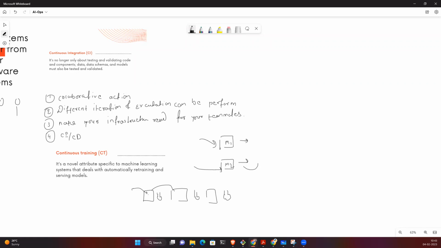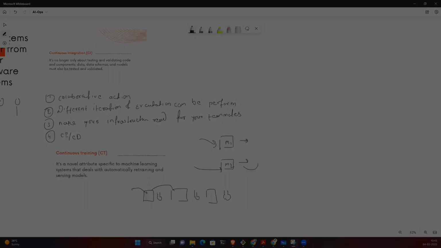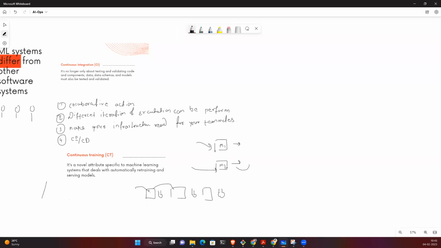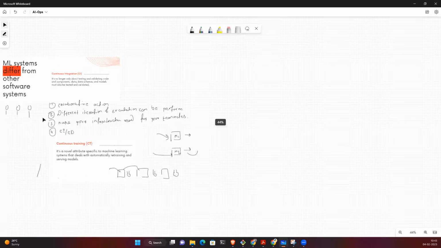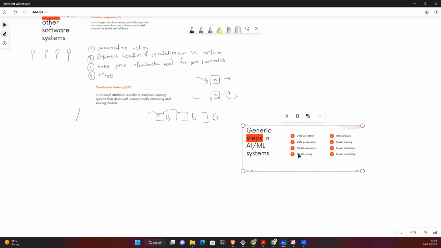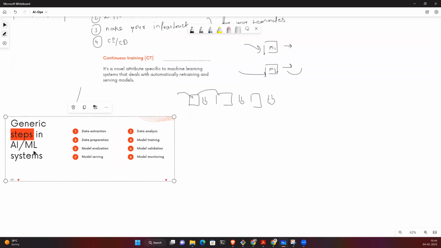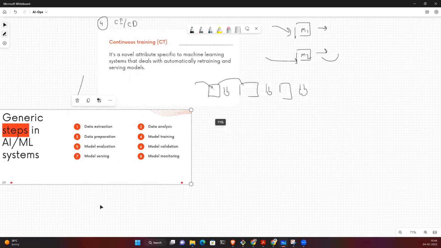Now let me show you the basic steps we have to perform whenever we deal with a machine learning problem. These are the very basic steps. The generic steps in an AI and ML system: first is data extraction, second data analysis, third data preparation, fourth model training, fifth model evaluation, sixth model validation, seventh model serving, and eighth model monitoring. I already told you, this is the life cycle of any machine learning model that we have to follow, and only then can we reach our goal, right?